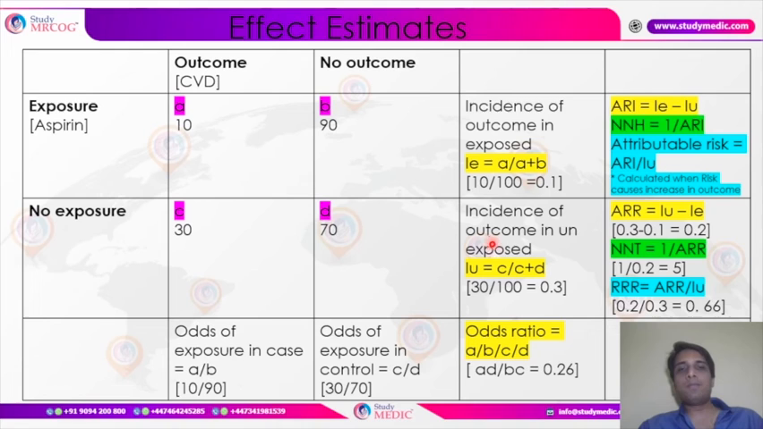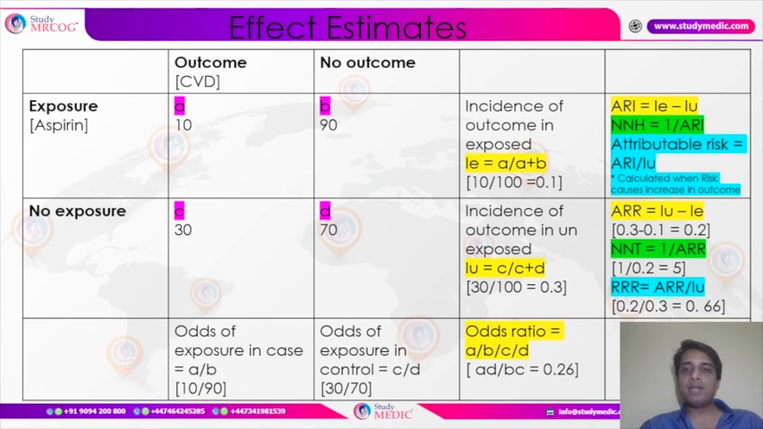Now, if the exposure reduces the risk, then we can calculate what is called the absolute risk reduction. In the previous slide, we discussed relative risk. Absolute risk reduction is incidence in unexposed minus incidence in exposed. It is 0.2. Now, what is number needed to treat? How many of them should be treated for one to be benefited? It is the inverse of the absolute risk reduction. If 100 are treated, 20 are benefited. So how many are to be treated for one to be benefited? That is the inverse of absolute risk reduction.